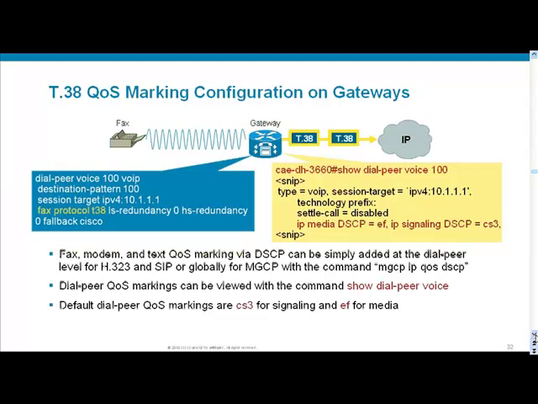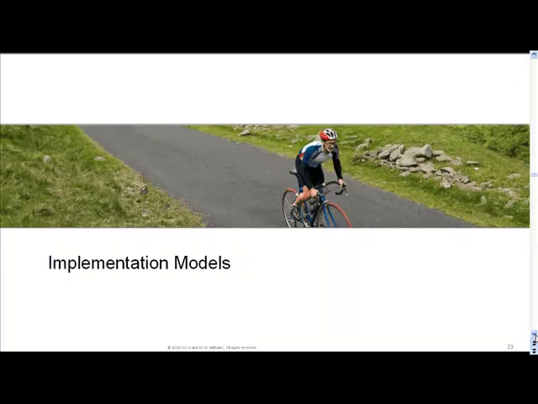So just by configuring fax over IP on a dial peer, or T38 specifically here, you end up getting all the quality of service attributes for that dial peer automatically applied to T38. And this is how we piggyback fax over IP quality of service onto existing voice over IP quality of service configurations.